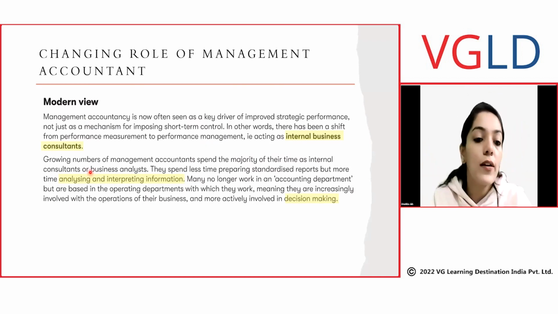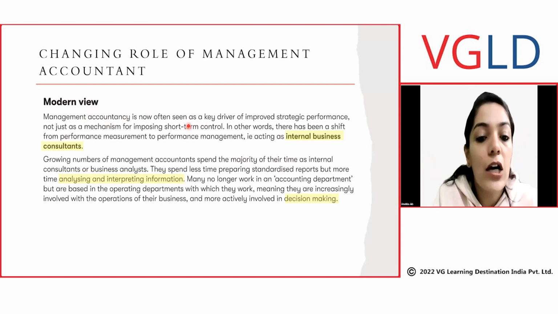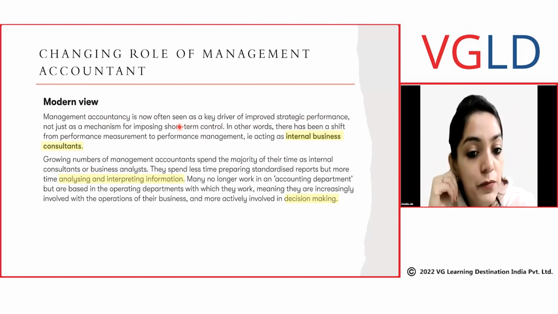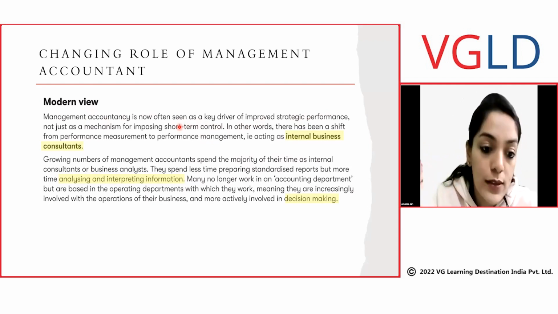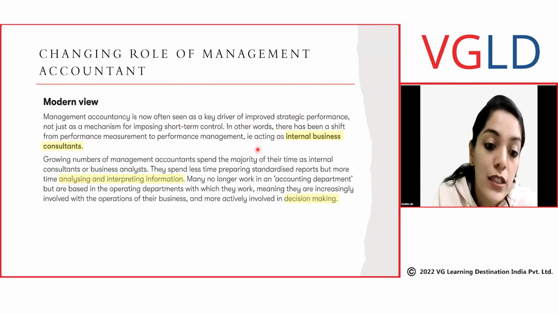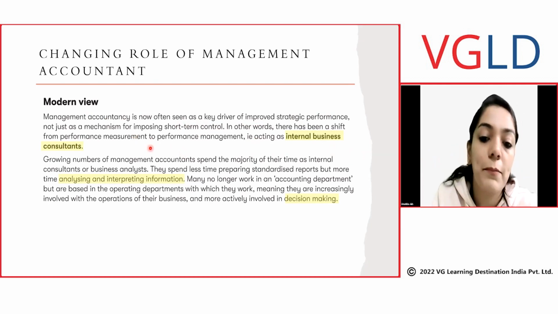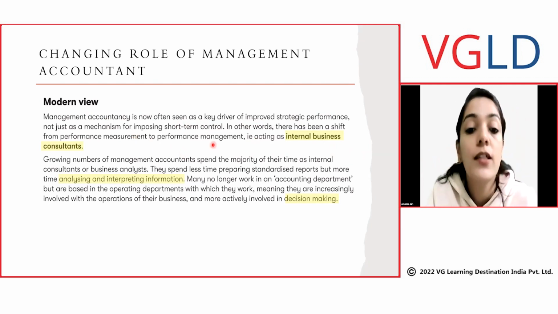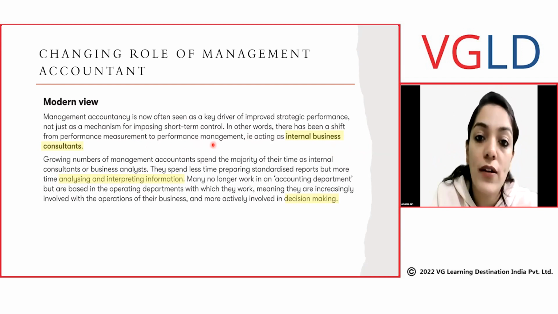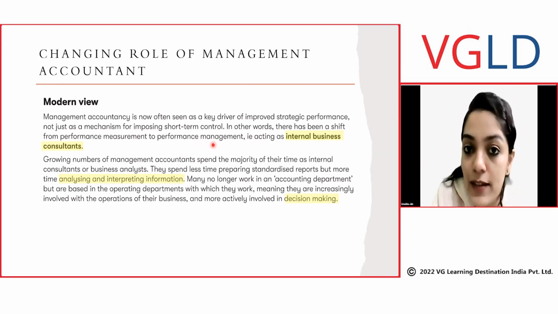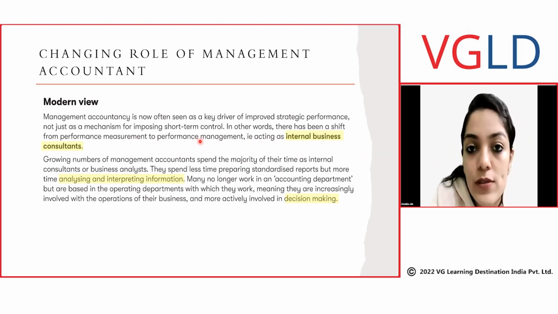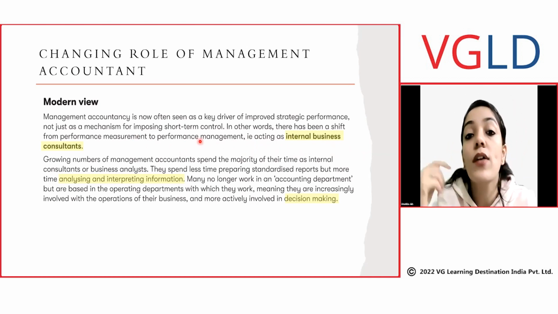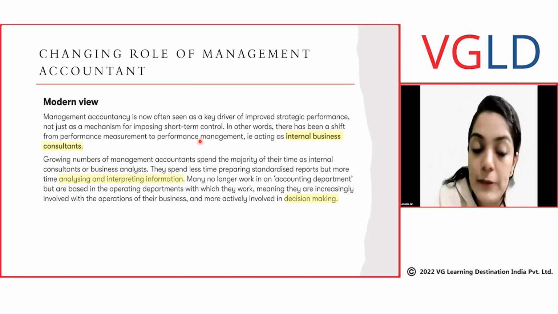Let's see. In the modern view, management accountancy is now often seen as a key driver of improved strategic performance, not just as a mechanism for imposing short-term control. So you're not just focused on the short term, but on the long term. In other words, there has been a shift from performance measurement to performance management. You're not just measuring it. You are actually managing the performance and ensuring the success of the organization. That is acting as internal business consultants. It is not just a normal accountant who is calculating and measuring things. You're actually suggesting things for the long-term growth of the company.